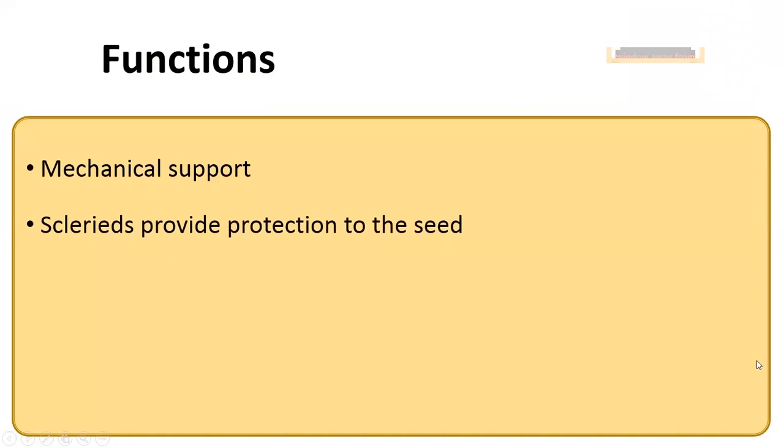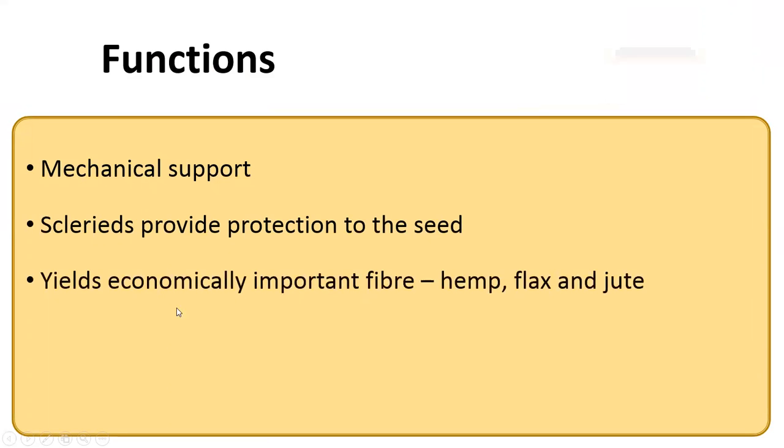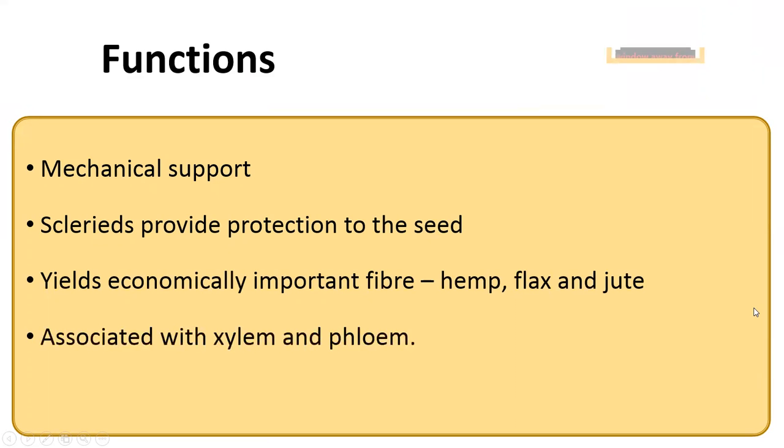So what is the function? They give mechanical support. Sclereids provide protection to the seeds because seeds will be covered by a pulpy fruit, right? So this fruit is very delicate. To support that pulpy parenchyma cells, Sclerenchyma would be present. Okay, and what is the use? Economically, it is of more use. We obtain hemp, flax, and jute from fibers, and they are also associated with xylem and phloem. Yes. It's all about Sclerenchyma.